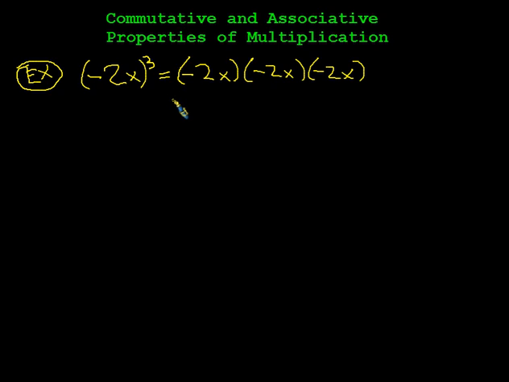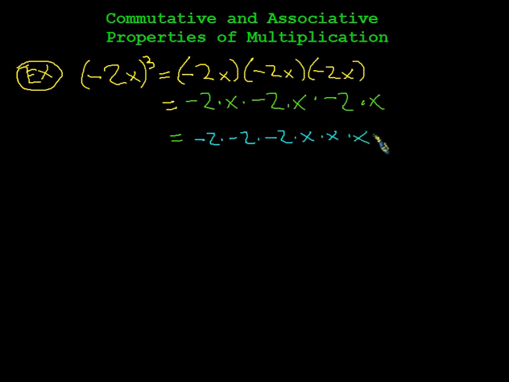So we're going to go negative 2x in parentheses times negative 2x times negative 2x in parentheses. And then we'll use the associative property to throw away all those parentheses. So we can now write this out as negative 2 times x times negative 2 times x times negative 2 times x. Over here we really should write associative property. And then next we will use the commutative property to move stuff all around, and we'll get negative 2 times negative 2 times negative 2 times x times x times x.